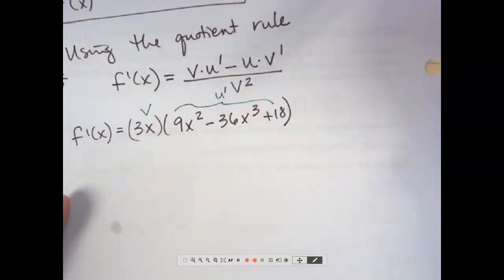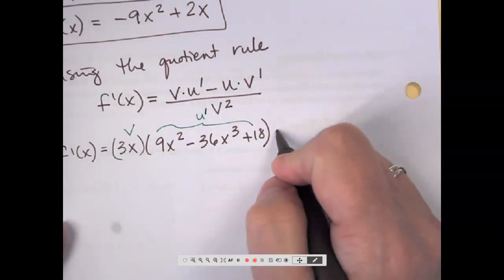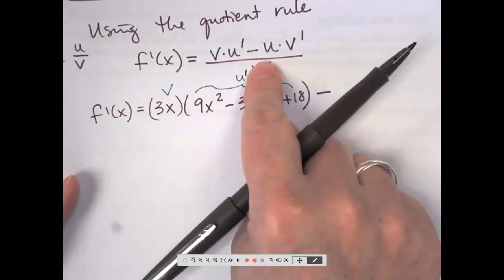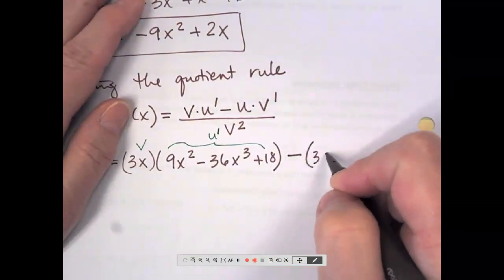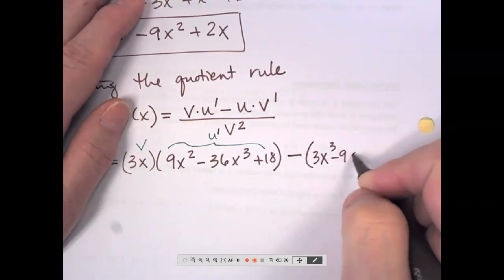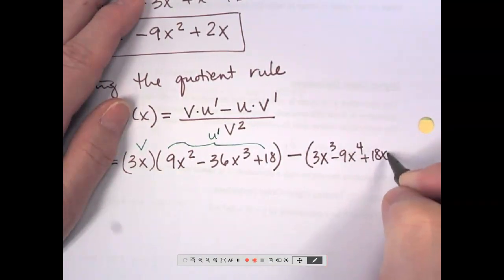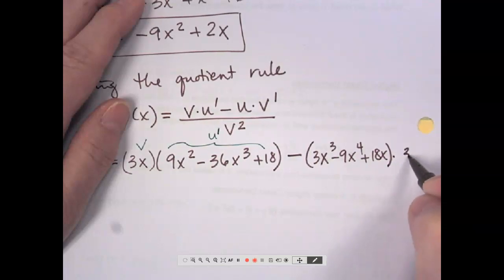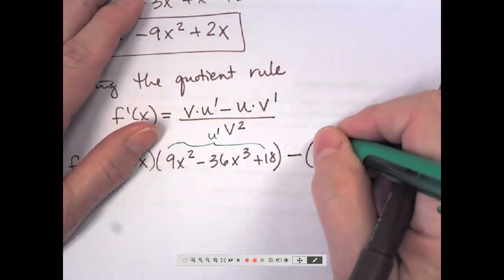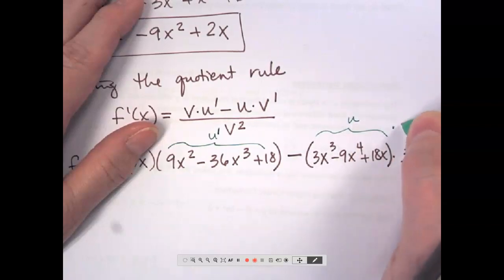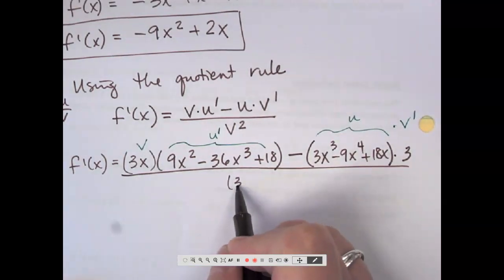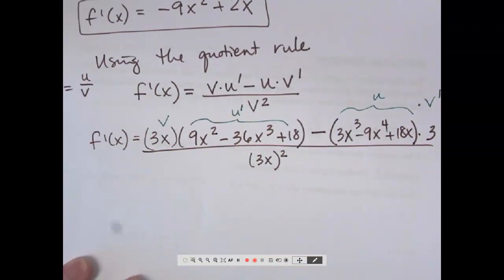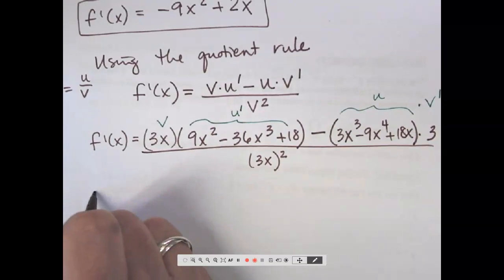Okay, so it's this over this. All right, so that's v u prime minus u and then v prime. 3x, u is the top, all that stuff. And then v prime is just 3. So this is u, v prime, all over 9x squared, the bottom squared. Okay, we got some distributing to do.